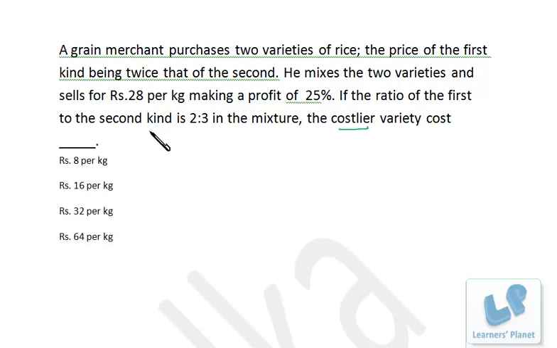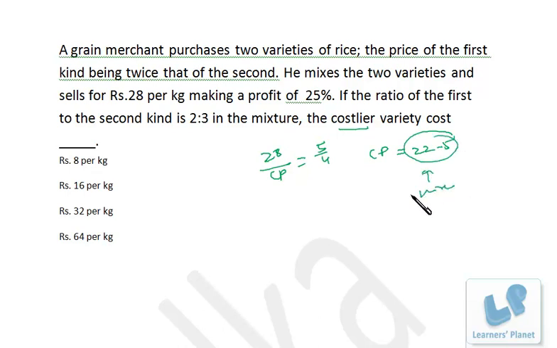See, we are to find out the price of the costlier variety, right? And we are given the selling price of the mixture, that's 28 per kilogram, right? And while he is selling the mixture at 28 per kilogram, he is making a profit of 25%, right? That means what is the cost price of the mixture? That's 28 is the selling price by CP, and this is actually 5 by 4. That means cost price of the mixture is 4 by 5 of 28. That's 22.4 rupees per kilogram, right? So that is the cost price of the mixture.